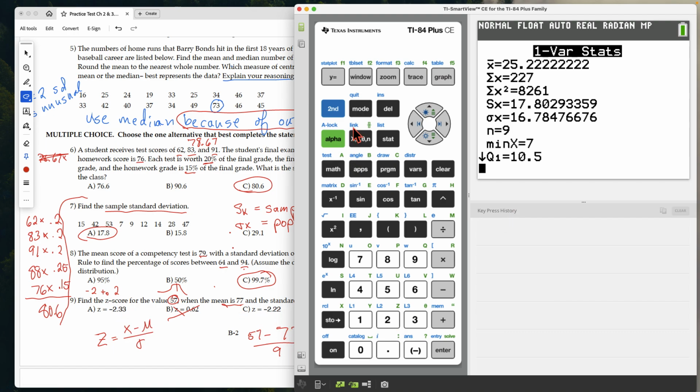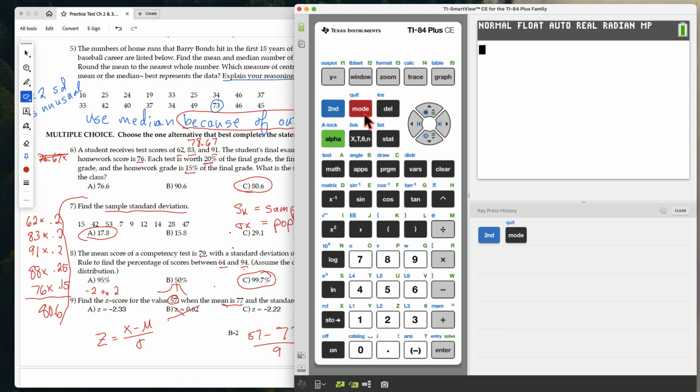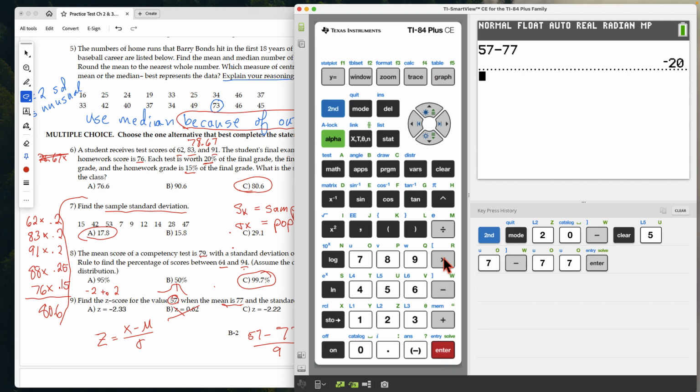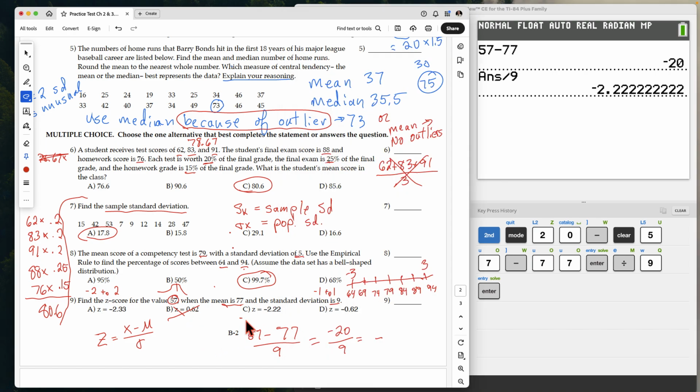But if I come to my calculator, second quit, and I go 57 minus 77, make sure you got the answers right, divided by 9, negative 2.22. So it's got to be this one. And yeah. So that's number 9.